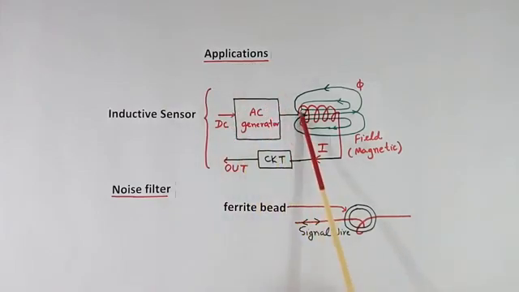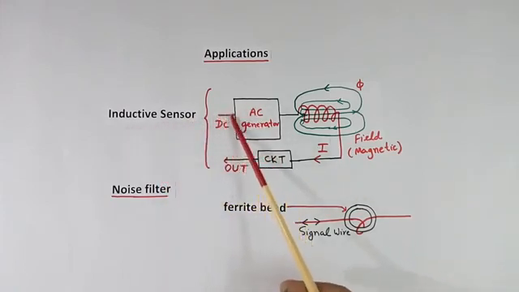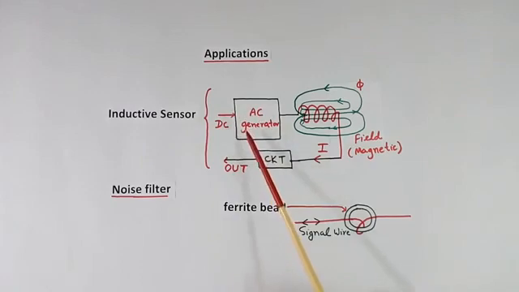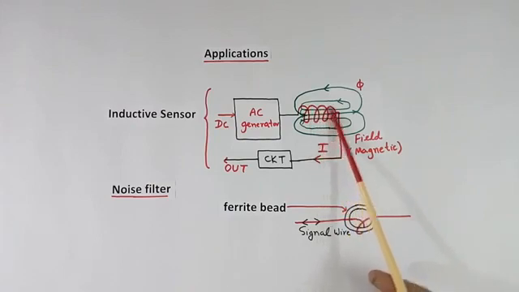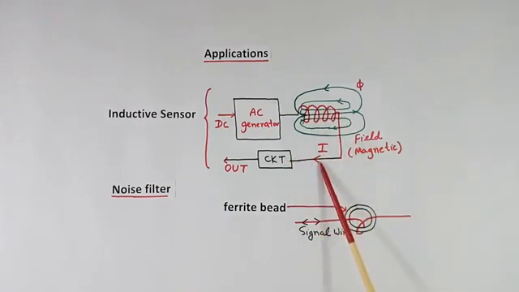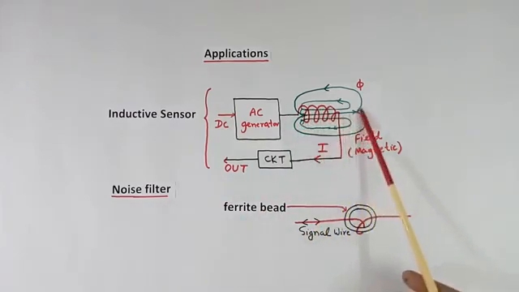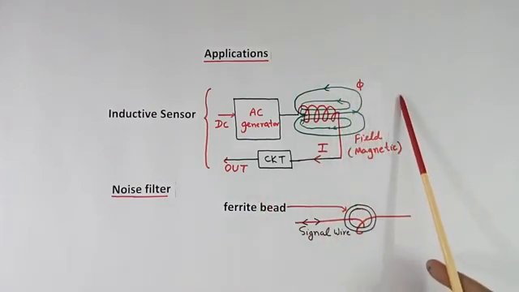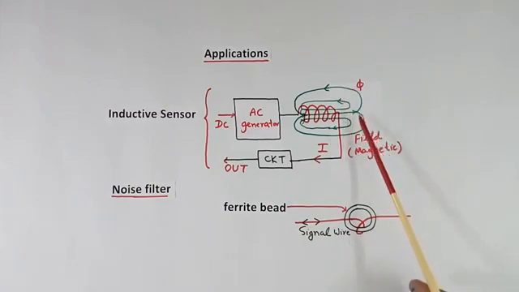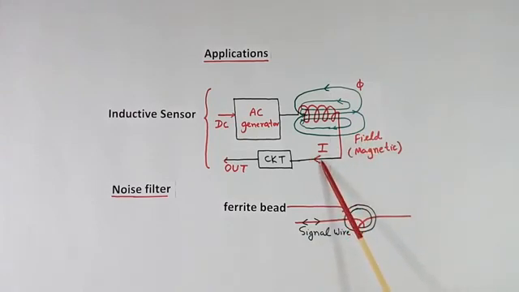Now one more application of inductor is the inductive sensor. This is DC, this is an AC generator, it will be an oscillator actually. This output goes to this inductor, red color. So some current flows, there will be a current sensor here. Now because current is flowing in this, there will be a magnetic field like this. Now when something comes nearby, then there will be a change in magnetic field. Because of the change in magnetic field, this current will change. This change in current can be sensed by the circuit.